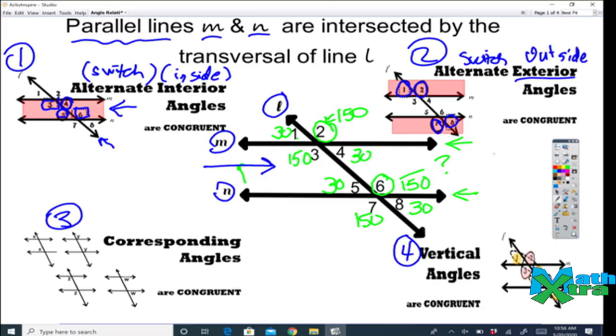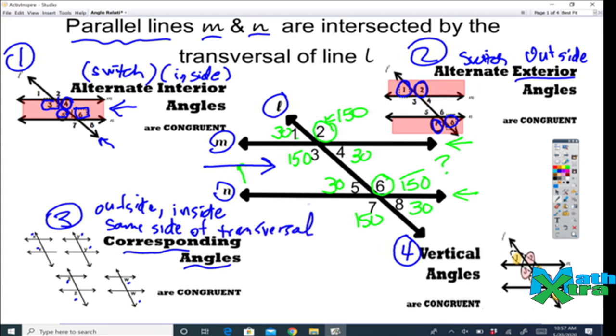All right, so let's look at the third set of angles in the bottom left corner. Corresponding angles. Now notice that this angle here corresponds with this angle here, this angle here and here, this angle here and this angle here. So where are they located? Well, I see one angle on the outside of the parallel lines and one angle on the inside of the parallel lines, and they are on the same side of the transversal.